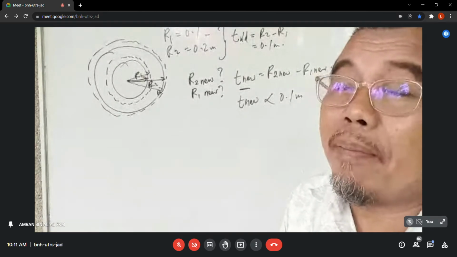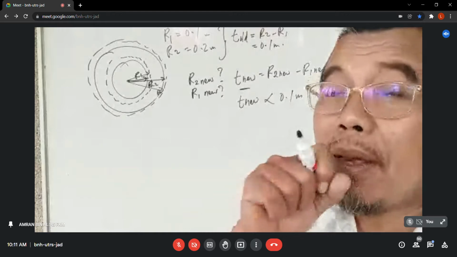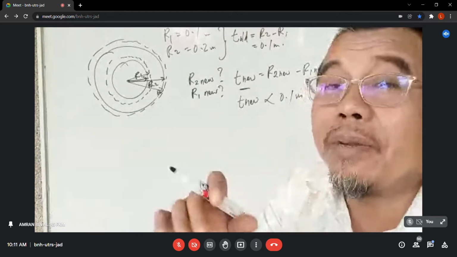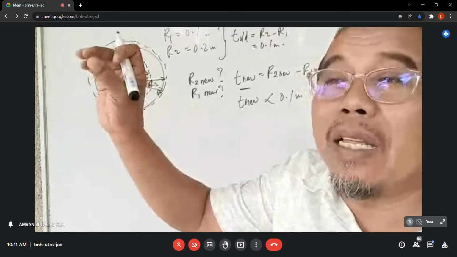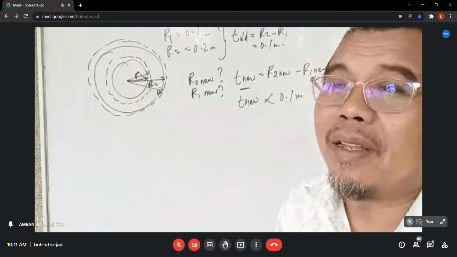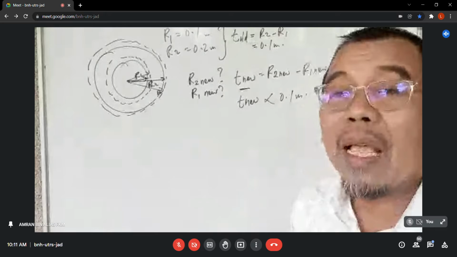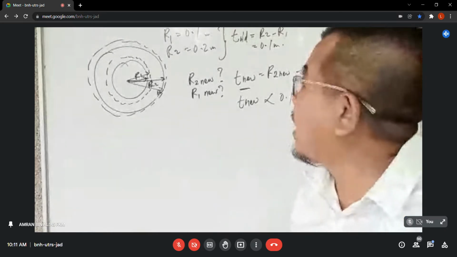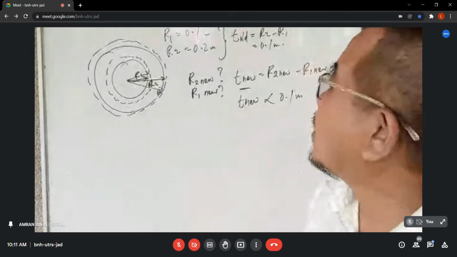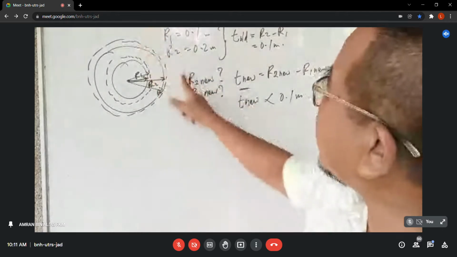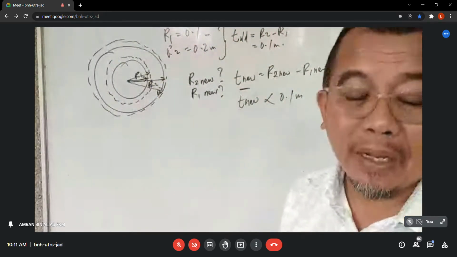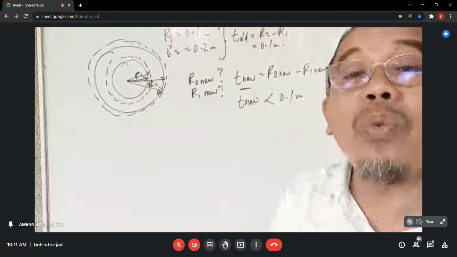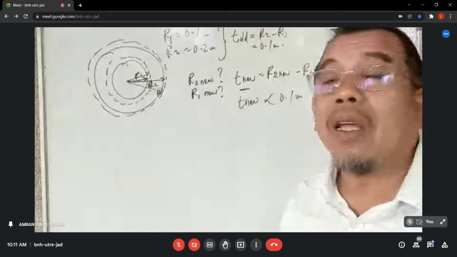Just look at the balloon. When we blow it, what happened? It becomes bigger and bigger, but the thickness becomes thinner. Okay? That's the idea. So let us do this calculation. This is the main fundamental to understand first. Okay? So how do we do that calculation?